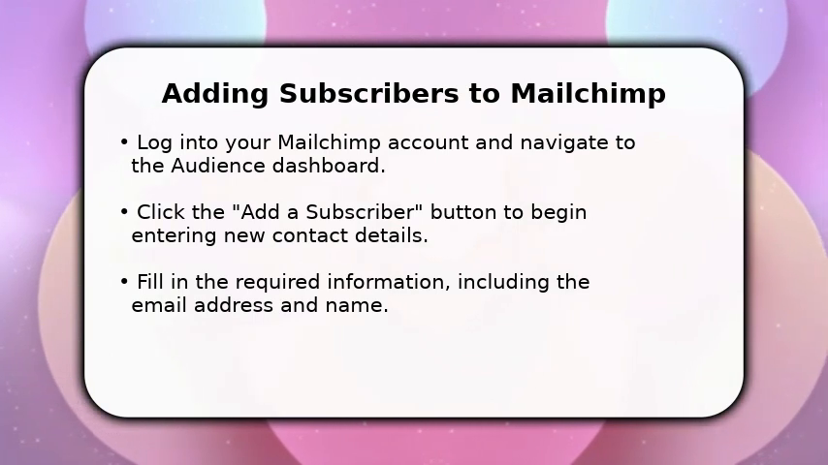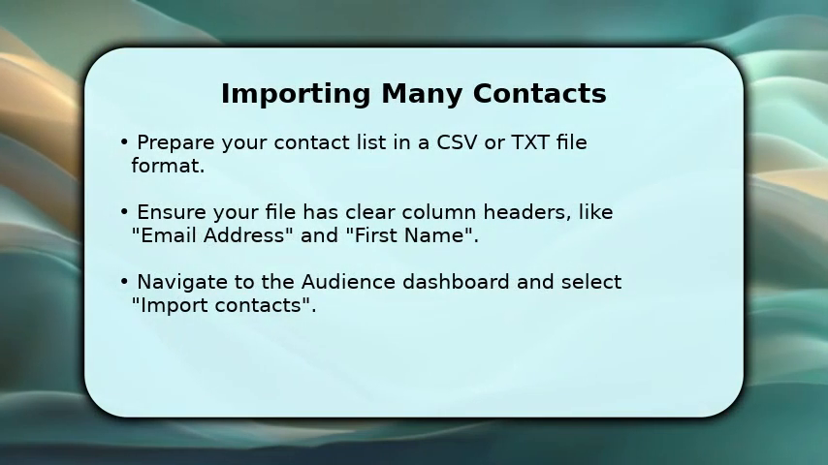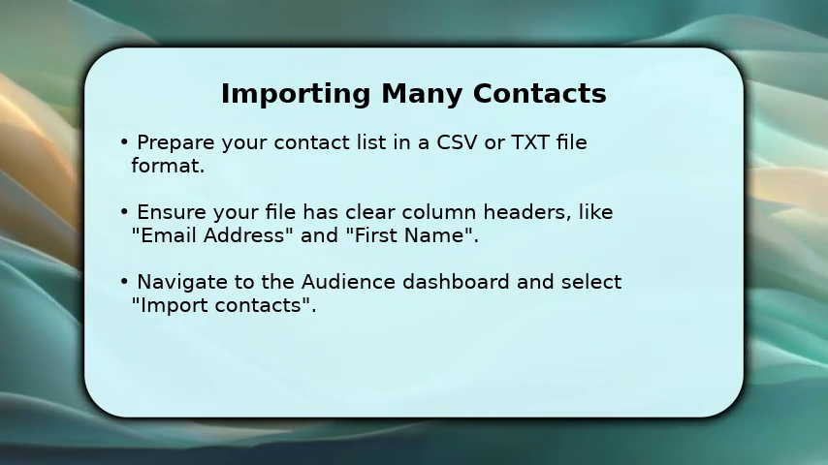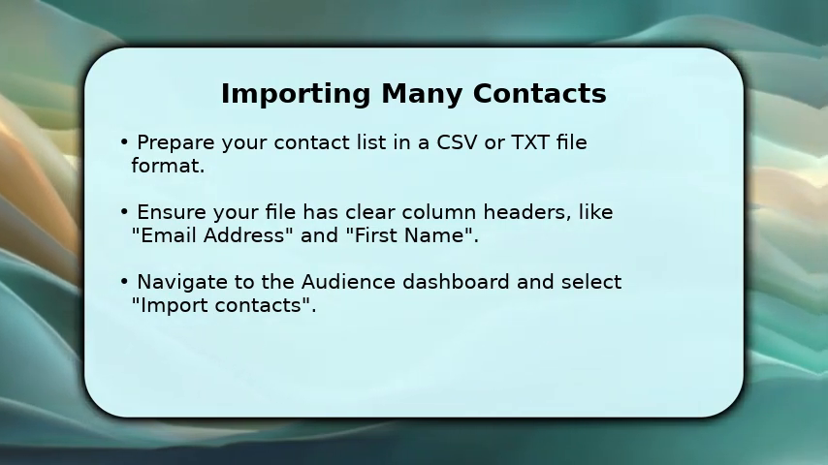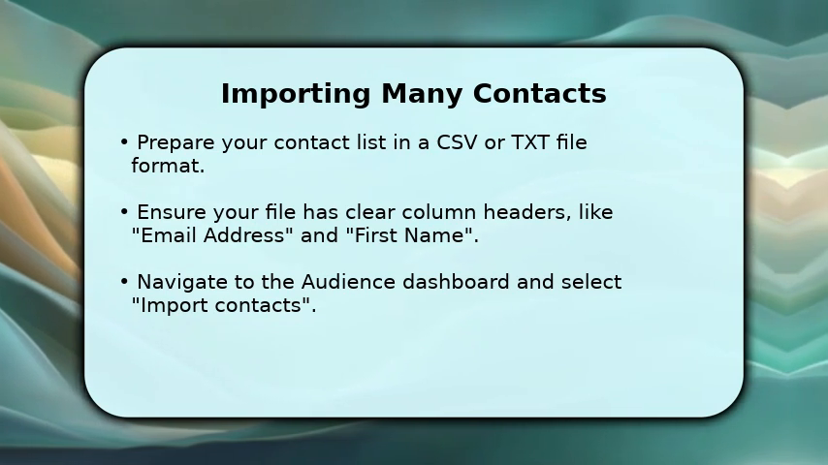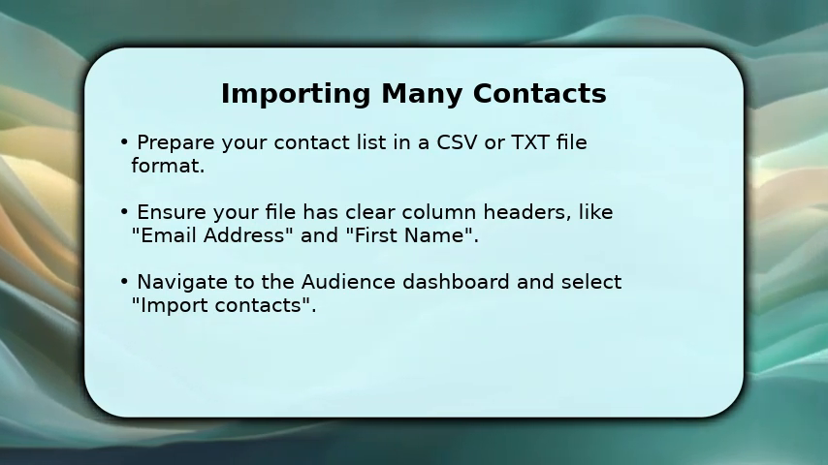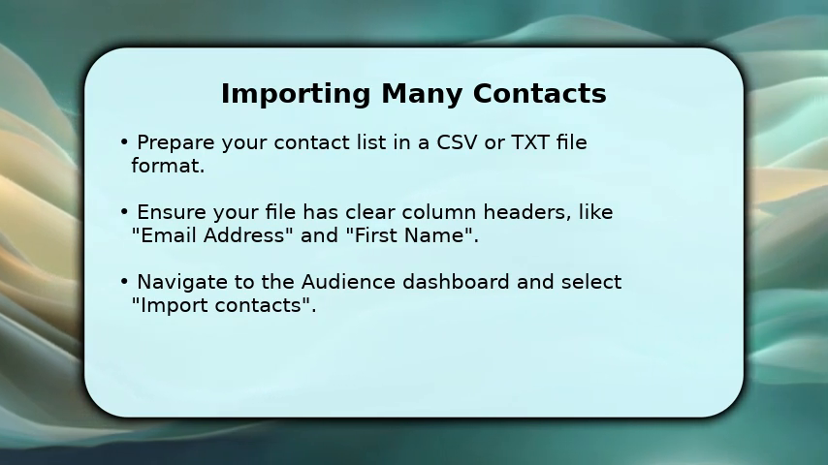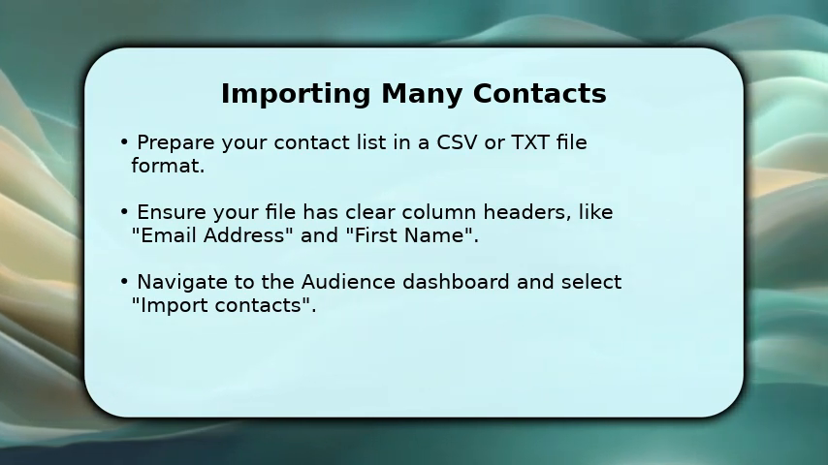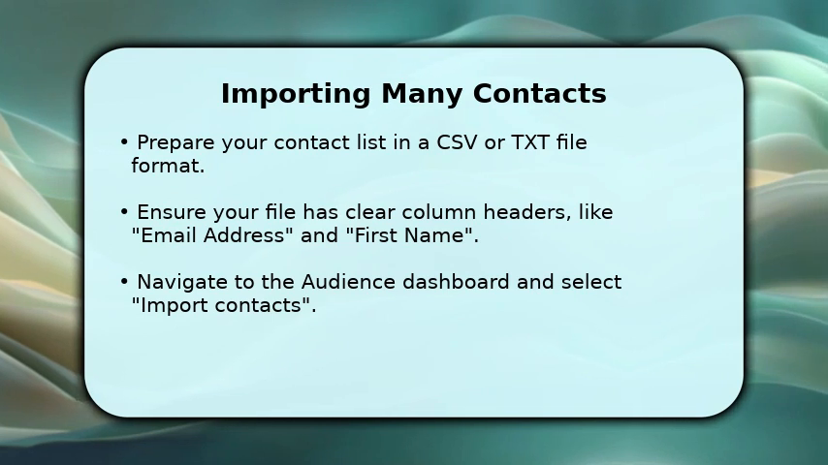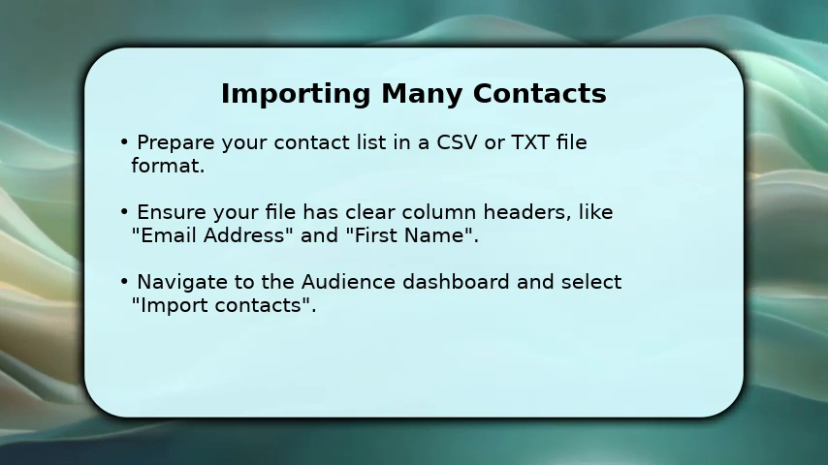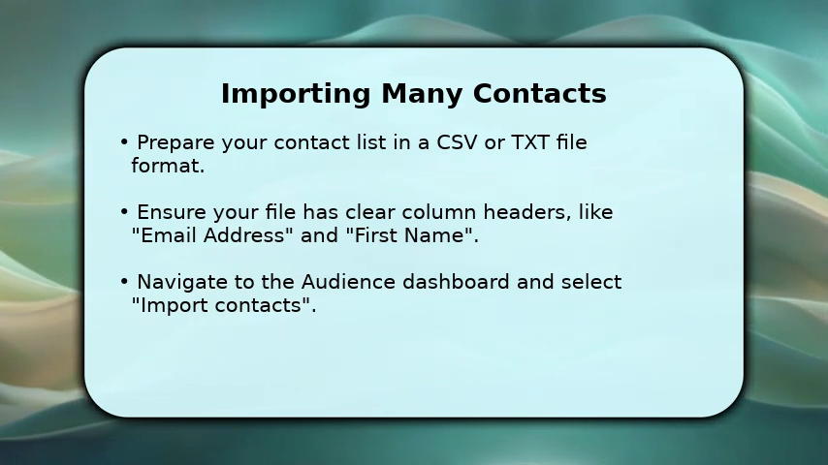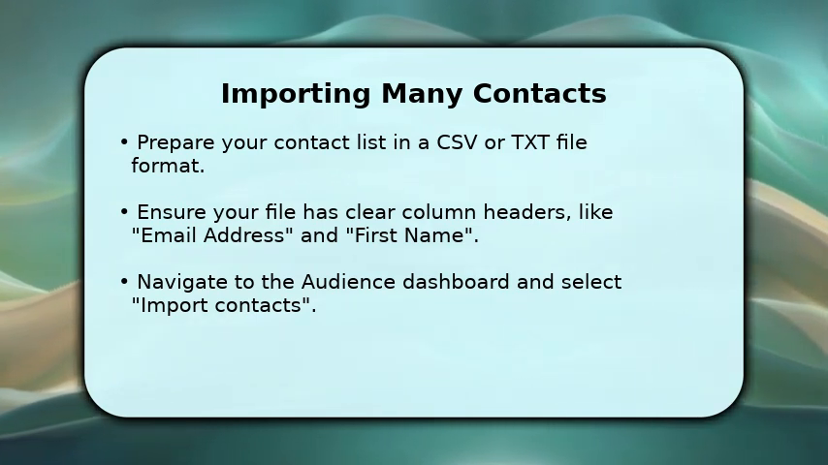If you have many existing contacts, importing them is efficient. Start by organizing your contacts in a CSV or TXT file, ensuring clear column headers such as email address and first name. From your Mailchimp audience dashboard, select Import Contacts. You can then choose to upload your prepared file, which can be up to 50 megabytes, or simply copy and paste up to 200 contacts directly into the tool. Mailchimp will guide you through matching your data fields.